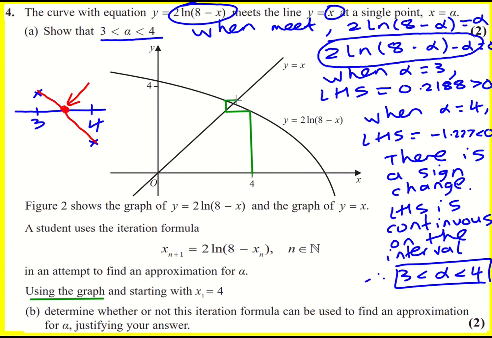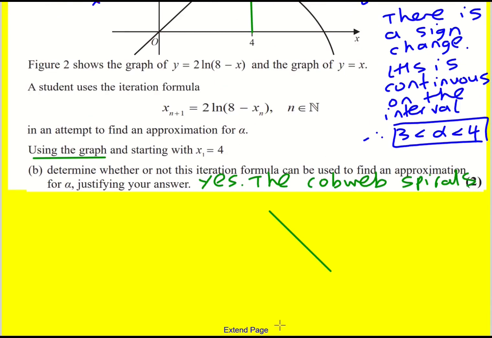We just continue bouncing around, and we can see in this case it's going to spiral in towards the root. I didn't quite work out that last bit, but right at the end it's going to go in and converge towards it. To summarize, the answer is yes. The cobweb spirals in towards alpha.